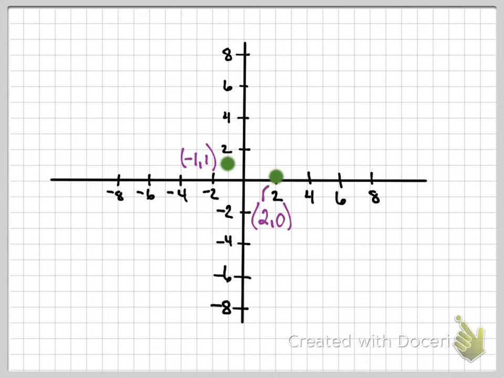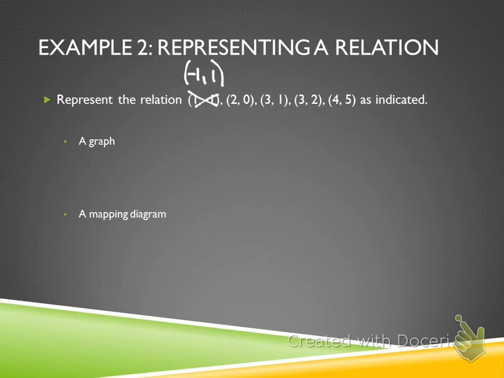Wait, I thought it was up or down first for some. No. It's X first, then Y. So we go across and then we go up or down.